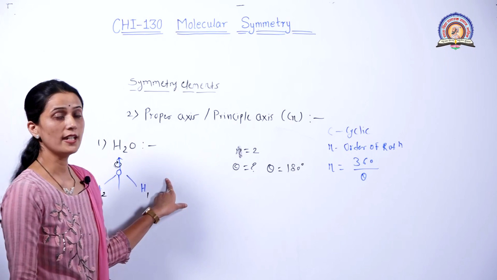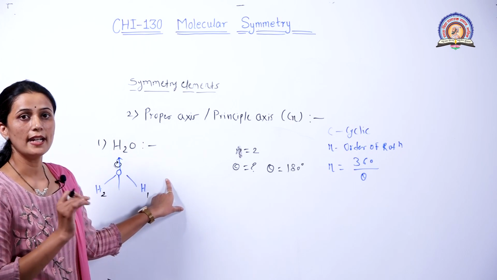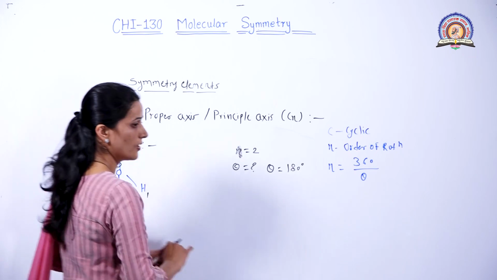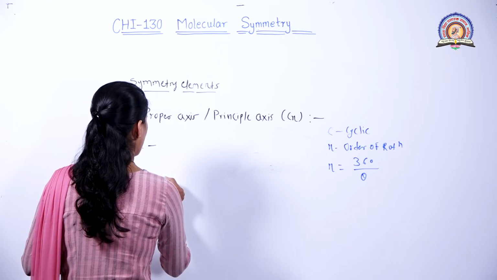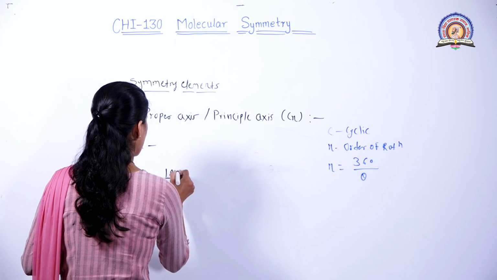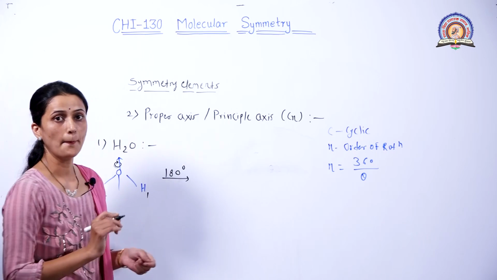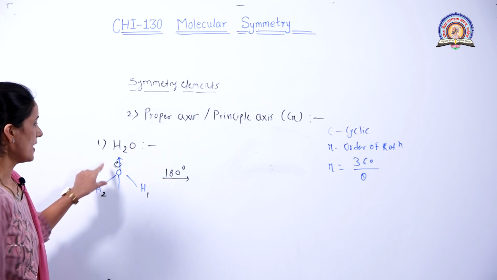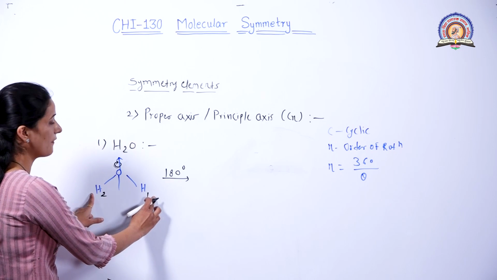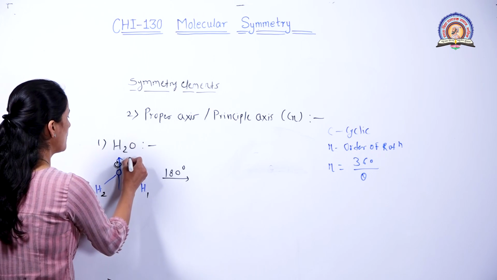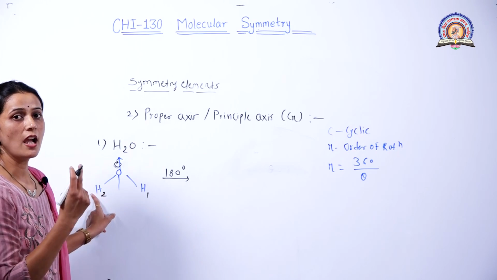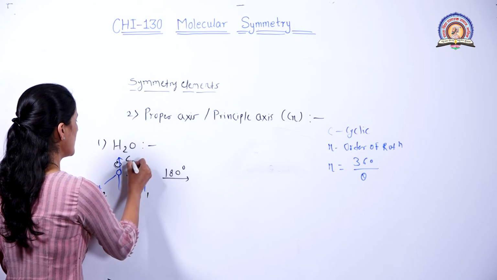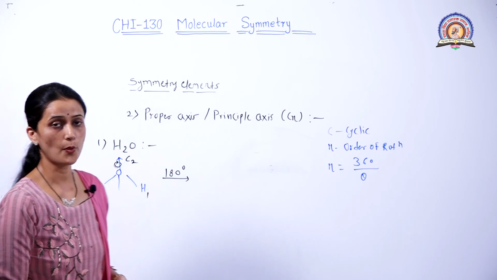So I have to rotate this molecule at 180 degrees. The first rotation is at 180 degrees. But what is the proper axis or principal axis? As this oxygen has two hydrogens, obviously two rotations are possible. That's why C2 is the principal axis or proper axis.